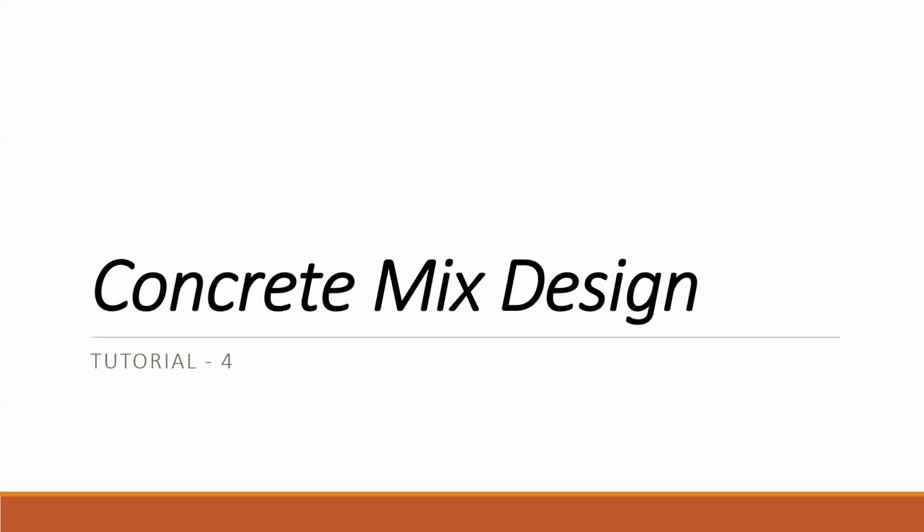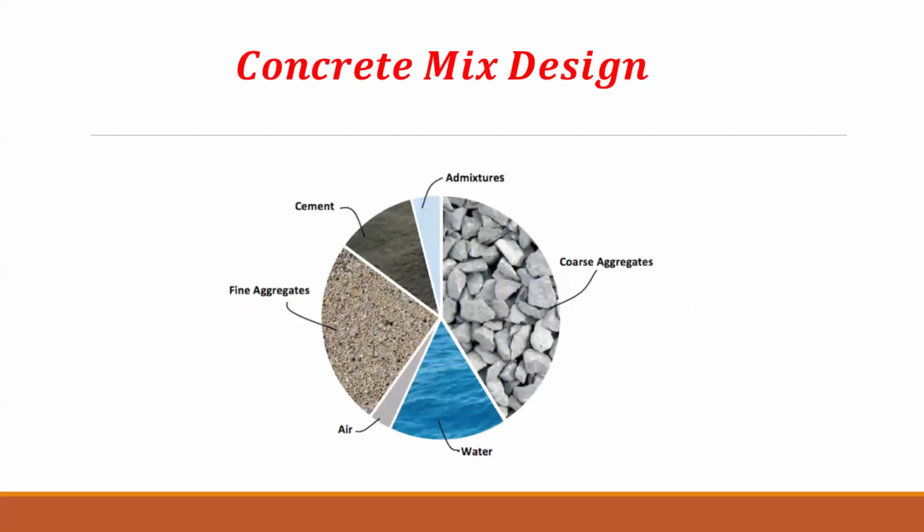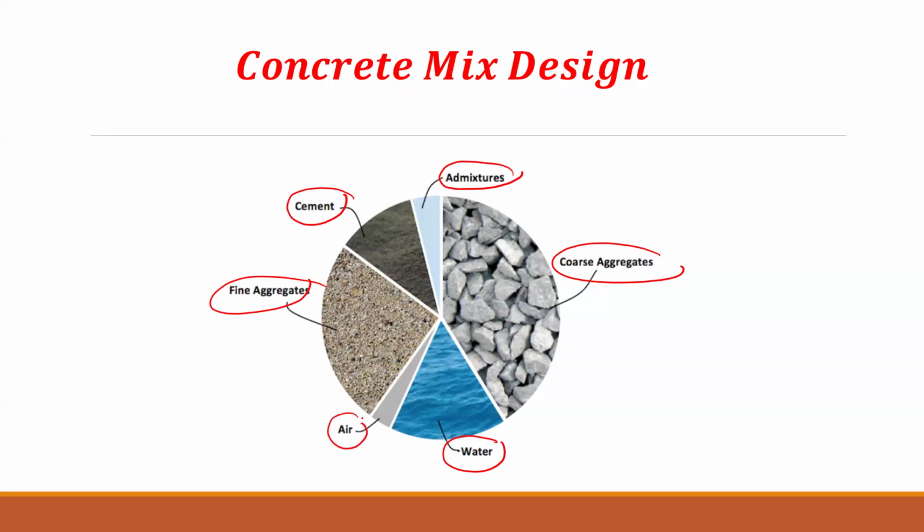Is that clear? Okay, so in a concrete mix, what do we have? Mainly we have aggregates. When we were discussing the aggregates, we discussed that 85% or 80% is aggregates, which can be coarse or fine. And also we have cement and water to bond the aggregates together. And we add admixtures to improve properties. And in some situations, we have purposely added air. We call that air entrained concrete.